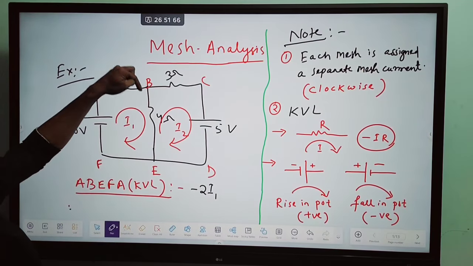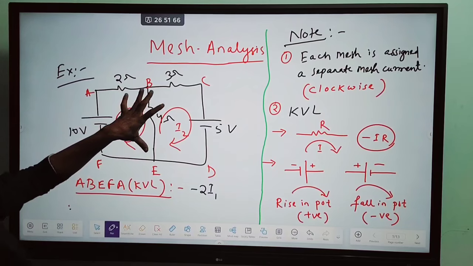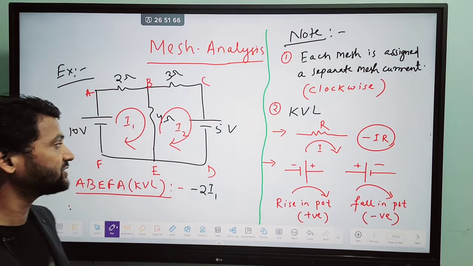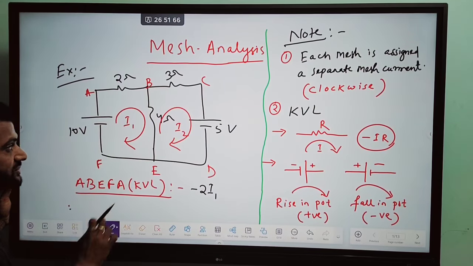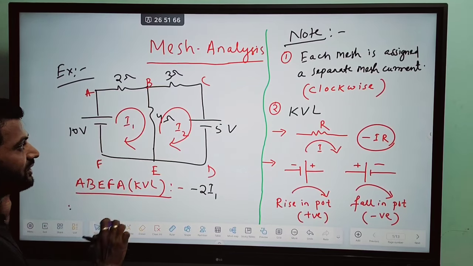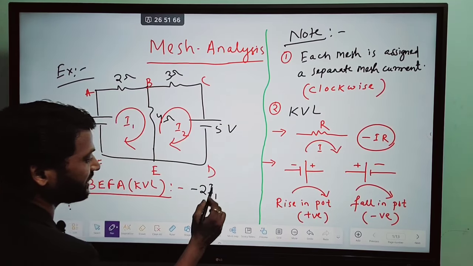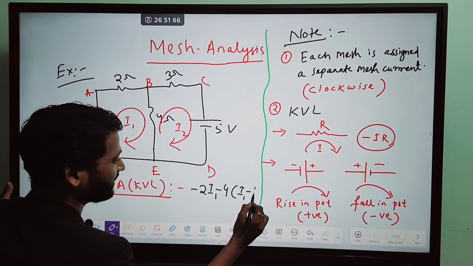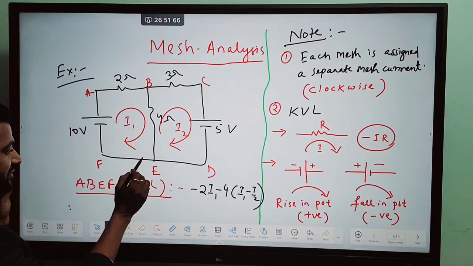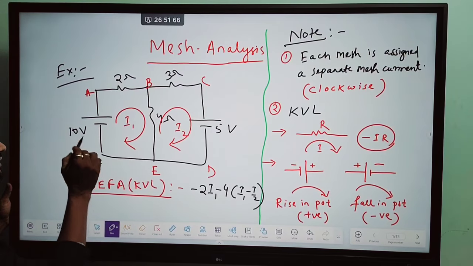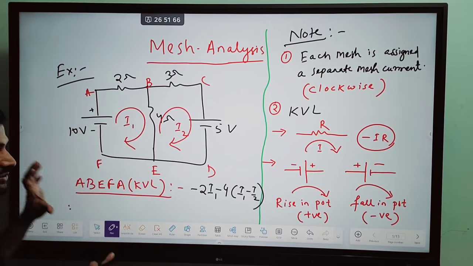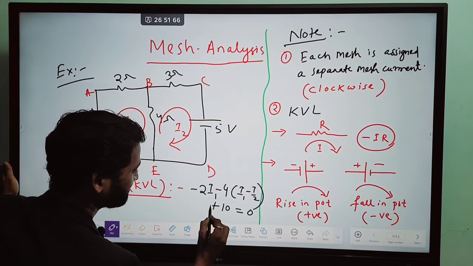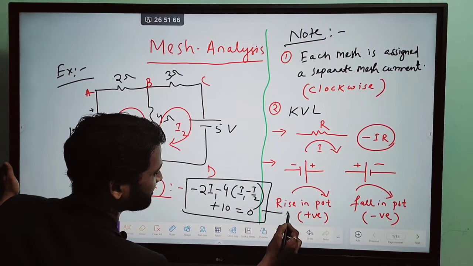Next, from B to E. That 4 ohm branch is a common branch for both meshes. For the common branch, remember, the current of the mesh we are analyzing will dominate over the other current. So what is the net current over here? I1 minus I2. And the potential drop will always be taken as negative, so minus 4 into (I1 minus I2). Next is E to F. Nothing is there, leave it. From F to A, we have negative potential and we are going from negative to positive potential. That means rise in potential, so it will be taken as positive. So plus 10 equals 0. That is KVL equation number 1.